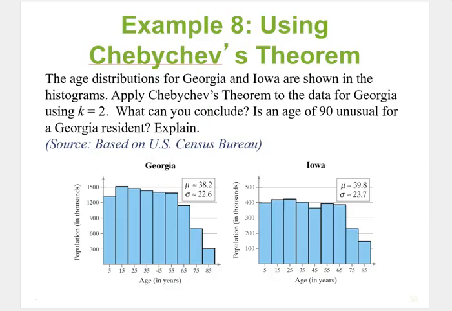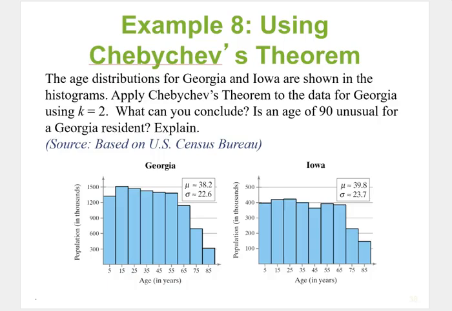So here we have the US Census data on age of people in Georgia versus age of people in Iowa. And obviously these are not pretty and bell-shaped, so we can't use our empirical rule, but we can use Chebyshev's theorem for the data, and they want to do 2 standard deviations, k equals 2. What can you conclude? And then they ask you a second question: is the age of 90 unusual for a Georgia resident? So let's talk about those 2 things separately.